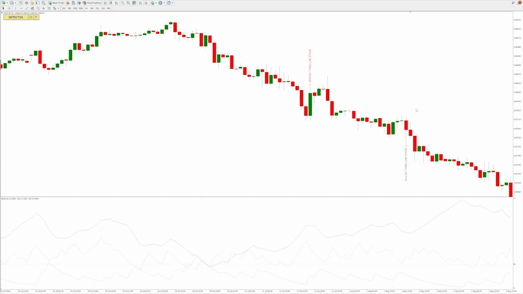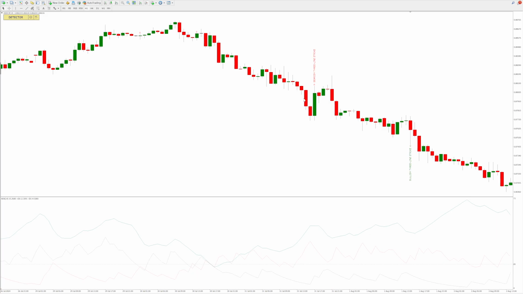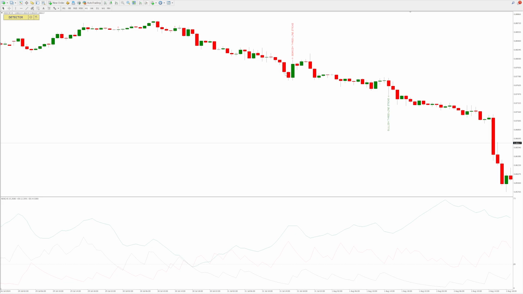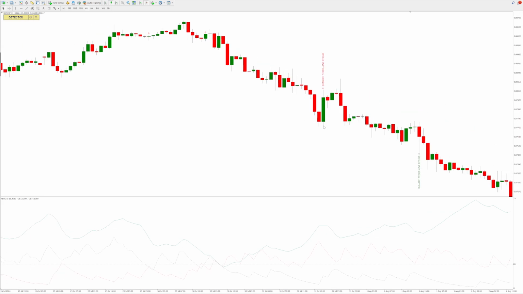Okay, so now we're going to look at an example of a bearish three-line strike candlestick pattern. Again, the principle is the same. We're looking for three candles, at least three candles. Here we have 1, 2, 3 bearish candles, and then we have the strike here, which is a big up candle that covers the previous 3.